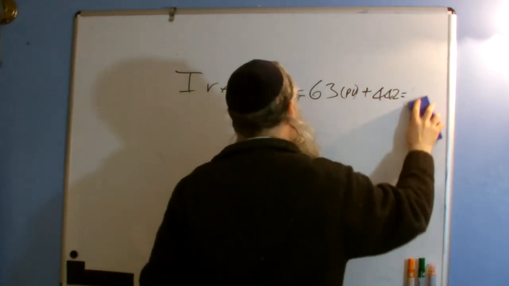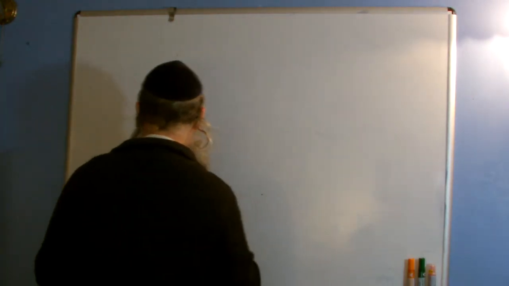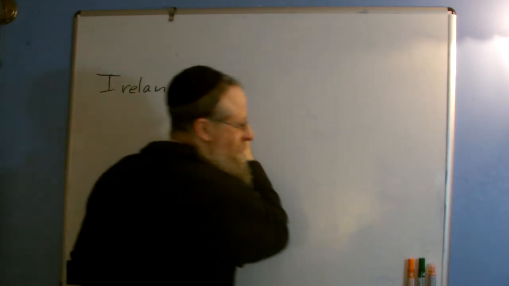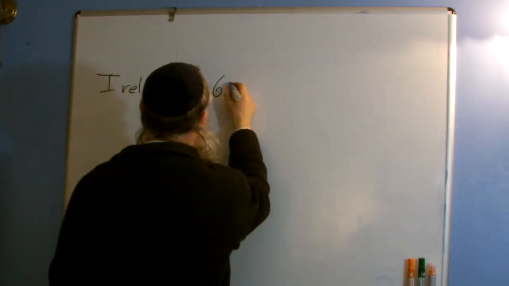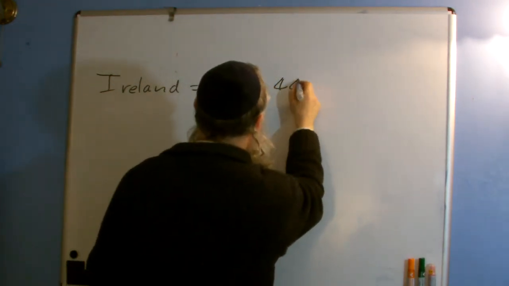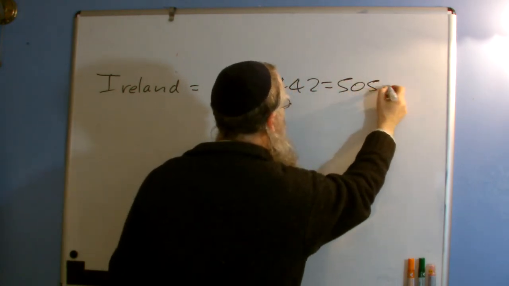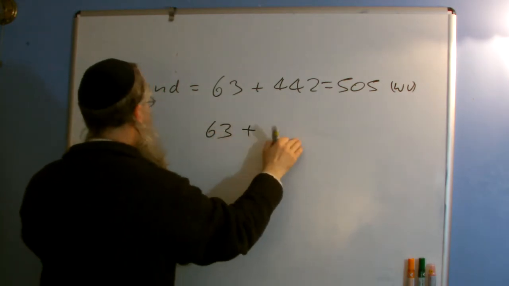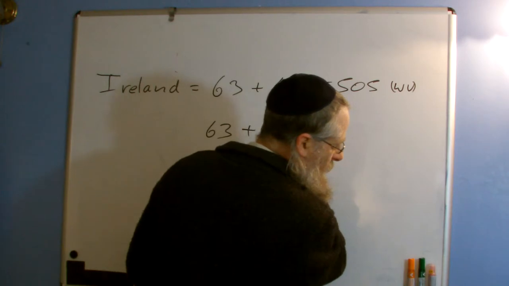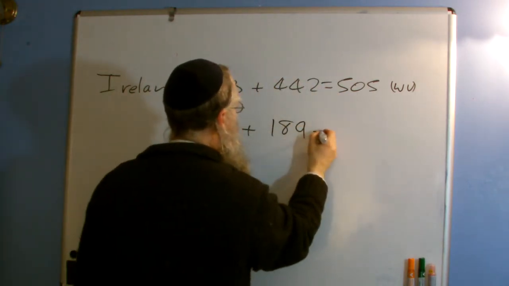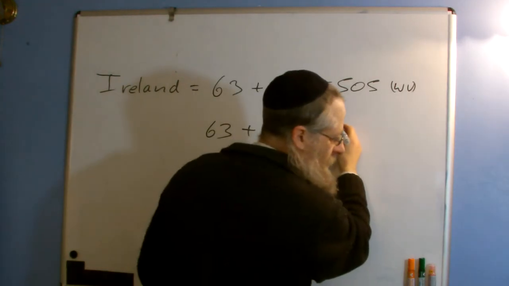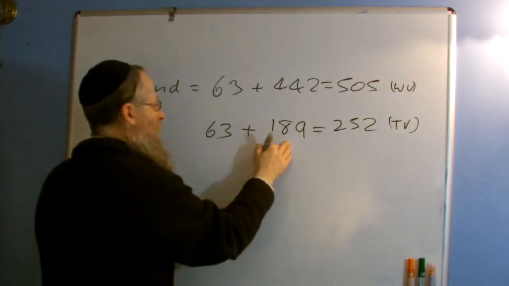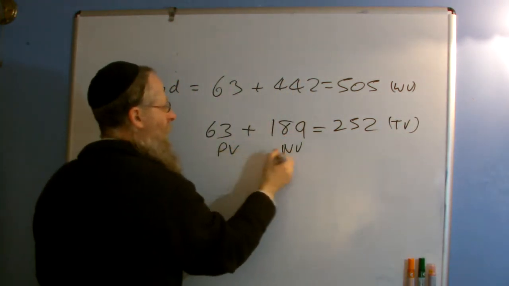Rub it out. In fact, I'm going to rub it all out again. Let's move it over. So we had 63 plus 442 plus 505 is the whole value. Now I'll do this again, but this time I'm going to use the normal value, which is 189 we had before. And now if I add those together, I get 252. And that I call the total value. When I add the normal value, NV, plus the placement value, I get the total value.